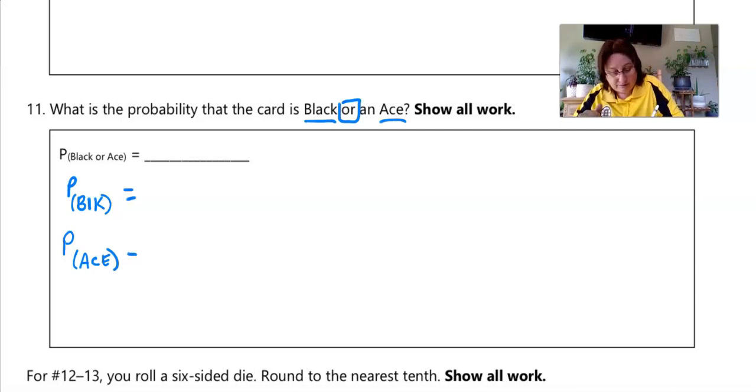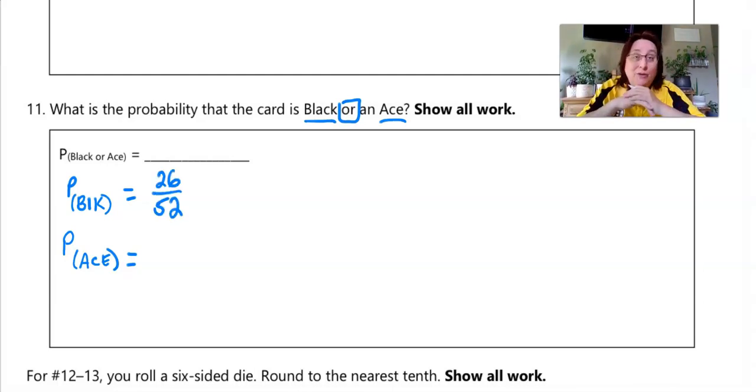So you guys, here we go. Can you tell me in fraction form, what would be the probability of drawing out a black card? Now remember, black can be all the spades and all the clubs. So what would that probability be?